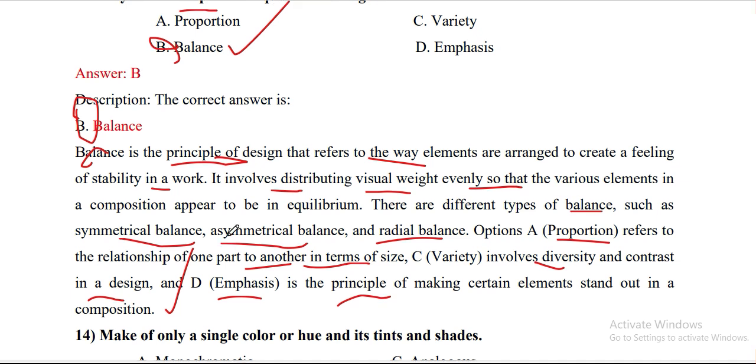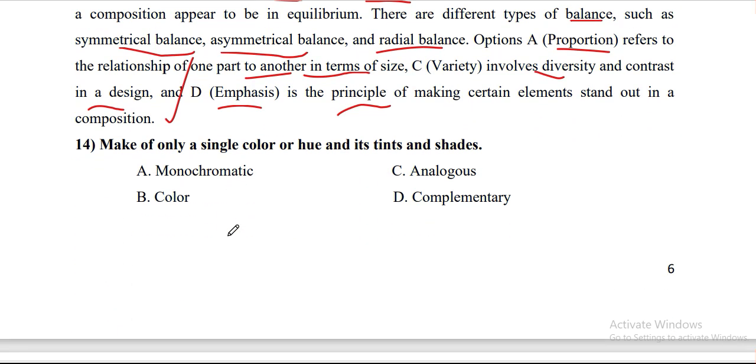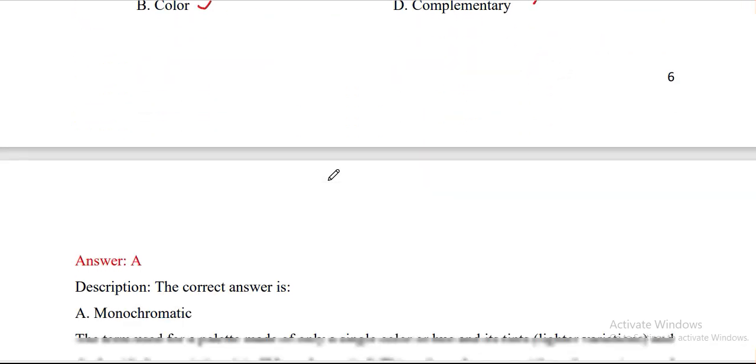Next question. Question 14. Made of only a single color or hue, and its tints and shades: A. Monochromatic, B. Color, C. Analogous, D. Complementary. The best answer for this question is A.